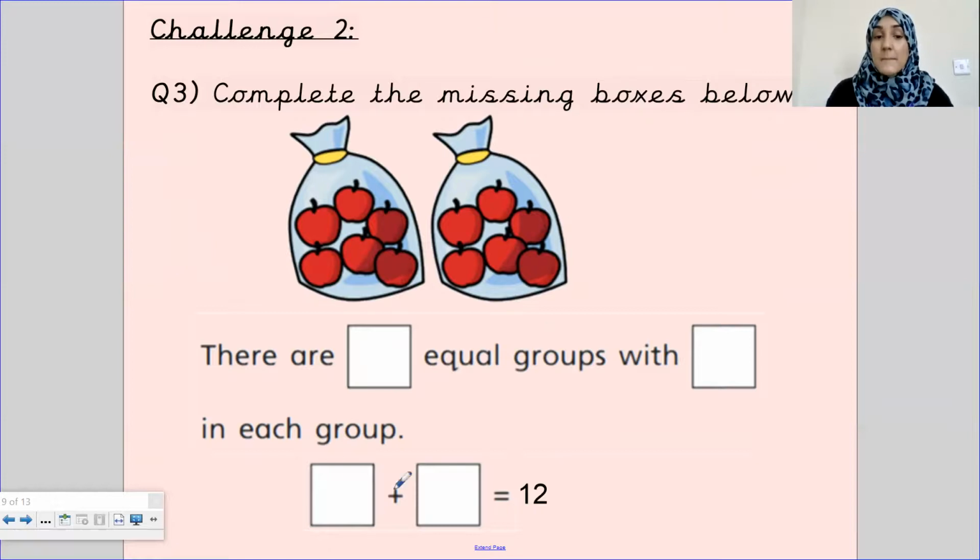You then need to complete a number sentence. The answer is there for you. You need to complete the repeated addition number sentence and fill in the boxes. Okay, if you would like, you can pause the video here, complete your challenge, and then when you unpause, we'll move on to the next question.